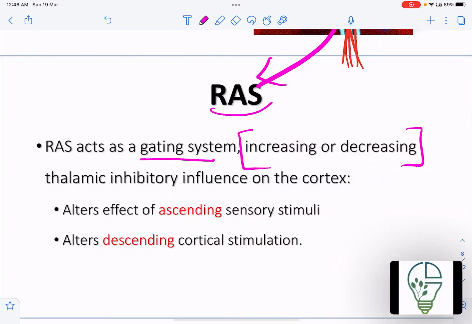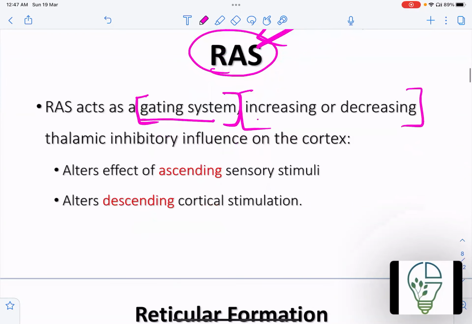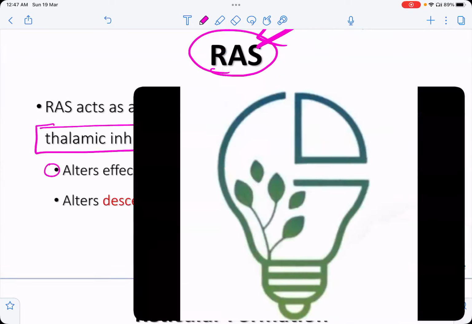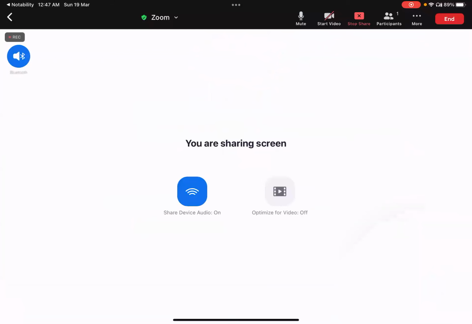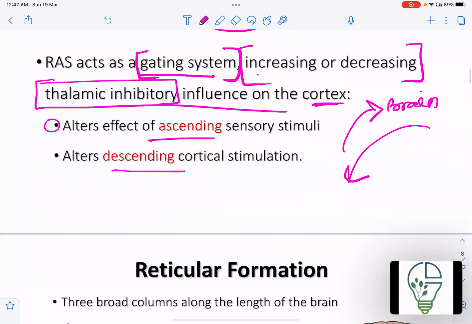This is basically because of the reticular activating system. It acts as a gating system. It can increase or decrease based on the stimulus that it is used to. And it also affects the thalamic inhibitory effect on the cortex itself. It alters the ascending, meaning what, sorry. It affects the ascending stimuli that go to the brain, meaning to the cortex, etc. And it controls what comes down from the cortex as well, meaning the response.